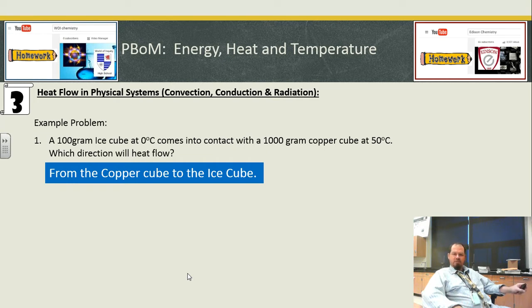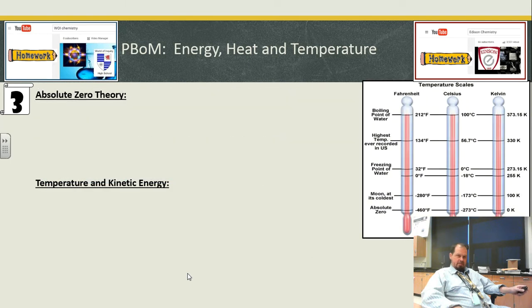The copper cube is at 50 degrees. The ice cube is at 0 degrees. It goes from the hot thing to the cold thing. So the correct answer here is from the copper to the ice, from hot to cold. Never up and down, never left and right. Okay? Make sure we got that.